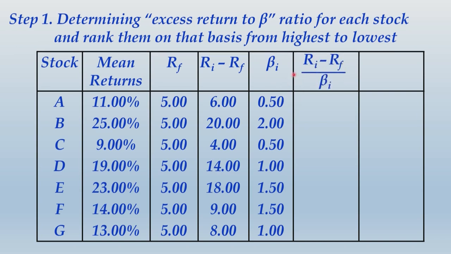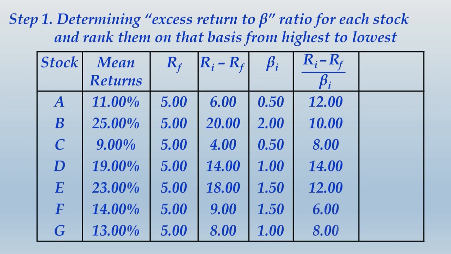So how to make this calculation? It will be 6 divided by 0.5, the result is 12. 20 divided by 2, the result is 10. 4 divided by 0.5, you get 8. 14 divided by 1, 14. 18 divided by 1.5 is 12. 9 divided by 1.5 is 6. 8 divided by 1 is 8.